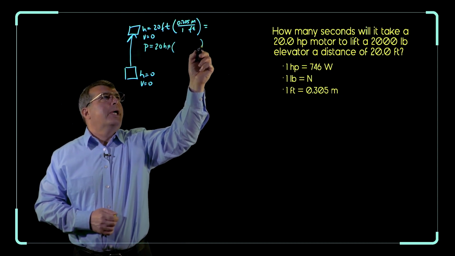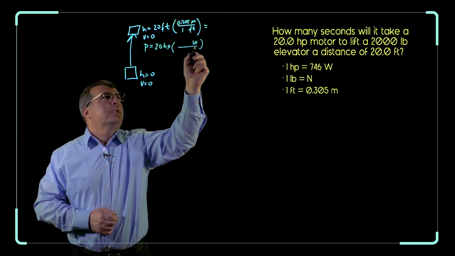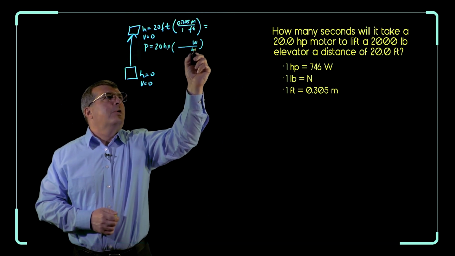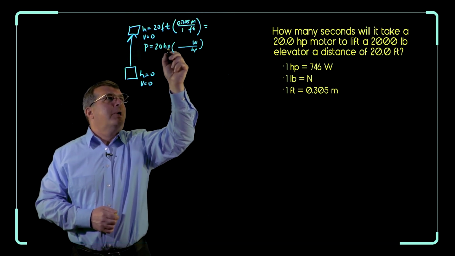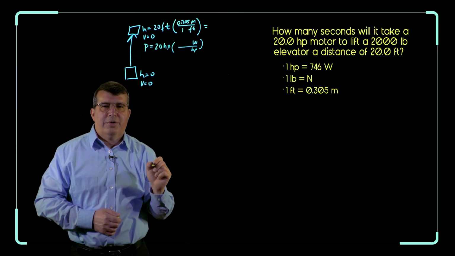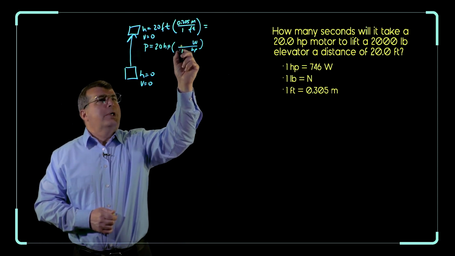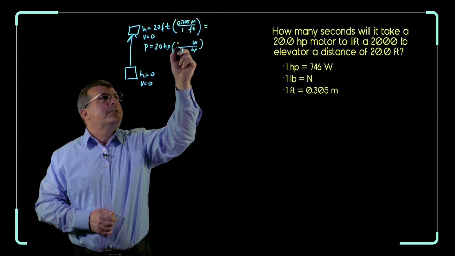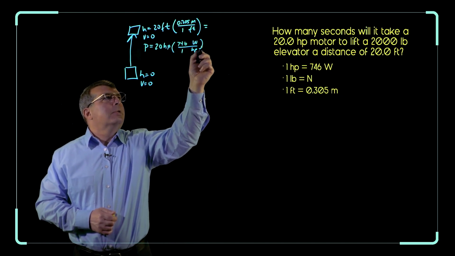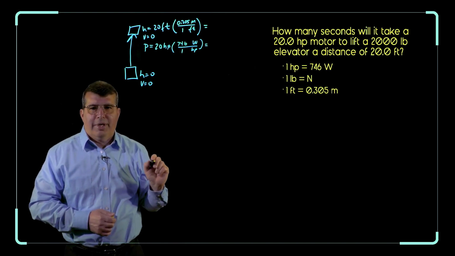And I want to convert that to watts. So watts in the numerator, horsepower in the denominator, so that my horsepower will cancel out. Horsepower divided by horsepower cancels out. And I have 1 horsepower is 746 watts. Okay, and we can figure that out.